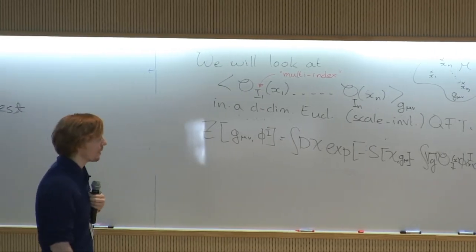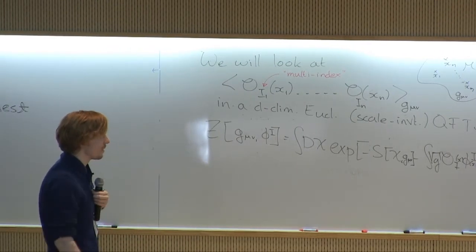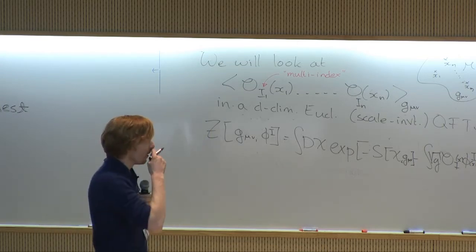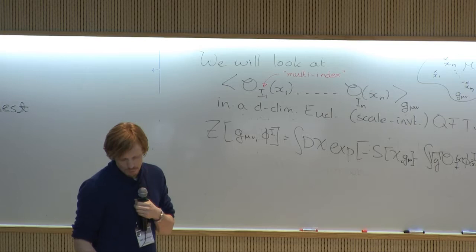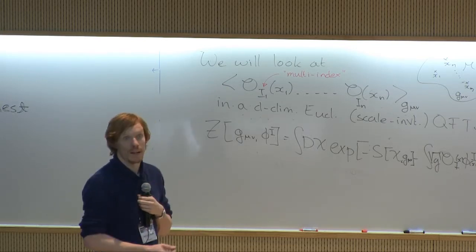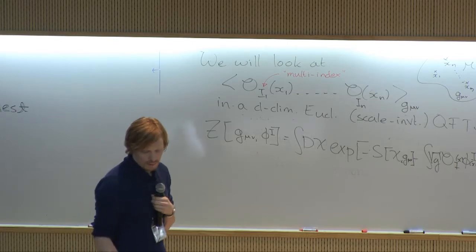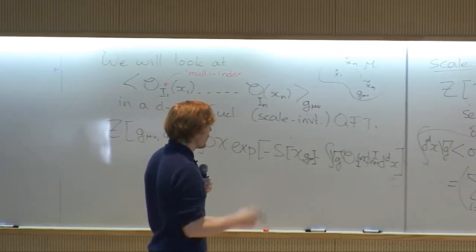In two dimensions, for example, it's watertight. In four dimensions, it's basically there modulo some very small assumptions. In three dimensions, I'm not aware of a good proof. But it so happens that most of the scale invariant theories, unitary scale invariant theories that we look at, are also conformally invariant. And so where does this come from?